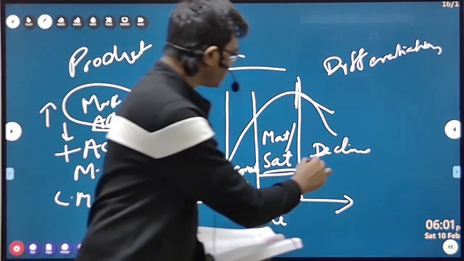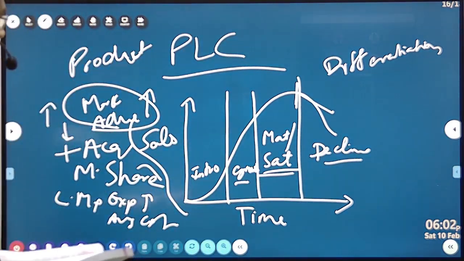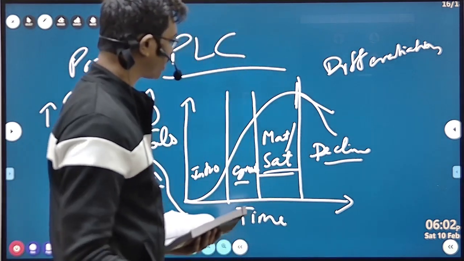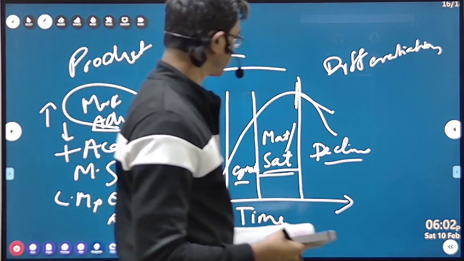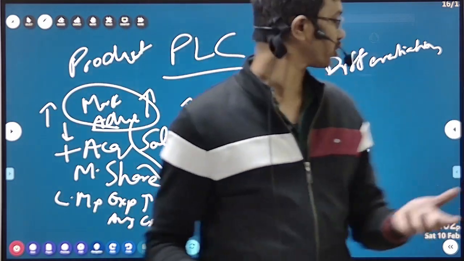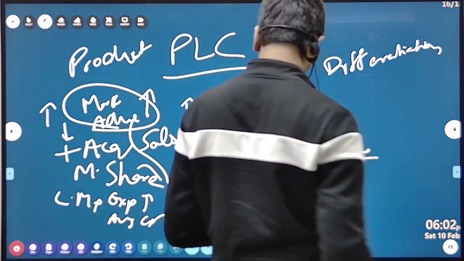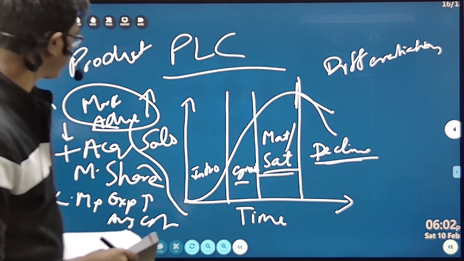And decline is when, today, business is very innovative. Some new product comes, some innovative product that has more features and better use than your product. In that case, your product will be in a decline phase. So this is a typical product life cycle.